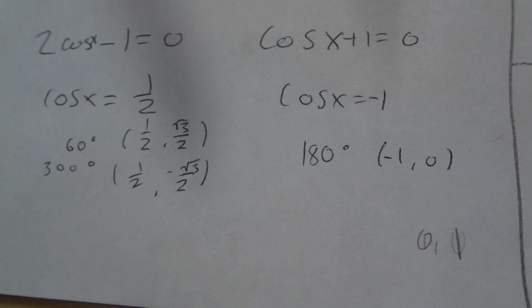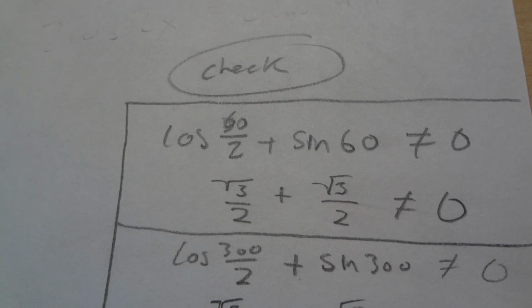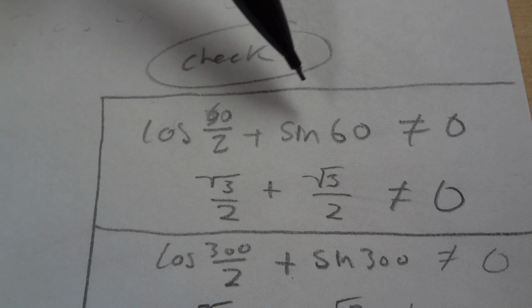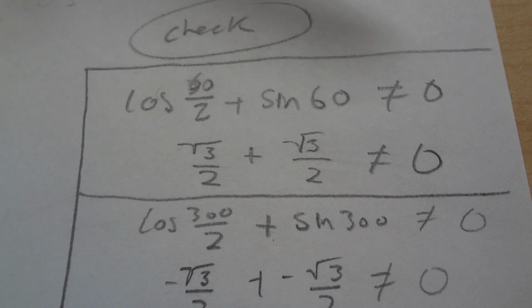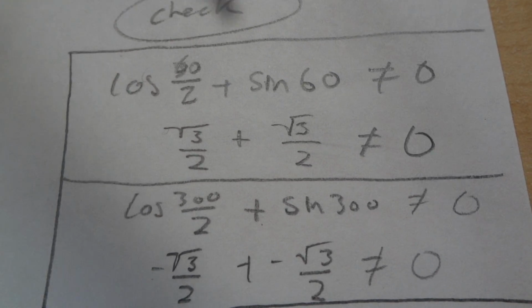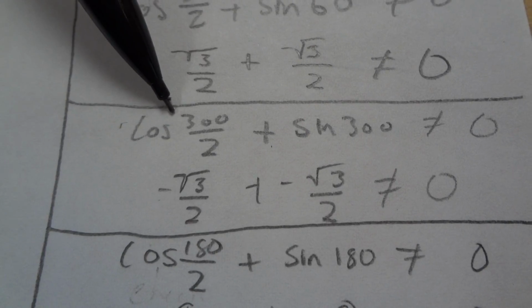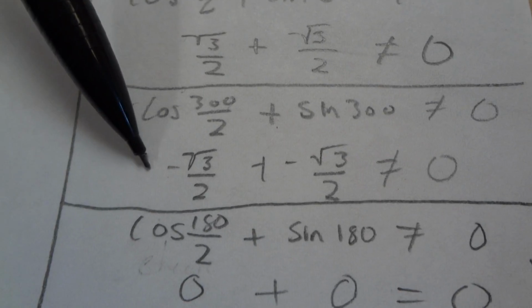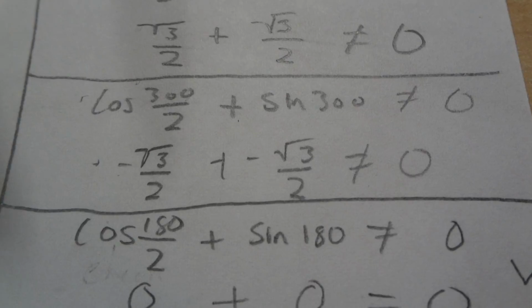We have to check these values as we squared it earlier. Now, to check it, we're just going to plug all the values in, where cosine of 60 degrees over 2 plus sine of 60 degrees is equal to square root of 3 plus square root of 3, and that is not equal to 0, so that is extraneous. And then we have cosine of 300 divided by 2 plus sine of 300, that is equal to negative square root of 2 plus negative square root of 3 over 2, and that is extraneous, and that's not equal to 0.